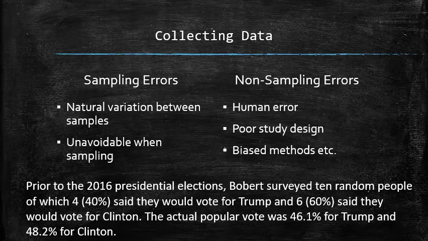This is an example of a sampling error. Bobbert did everything right, but one shouldn't be expecting the sample to produce the same exact results as the population.